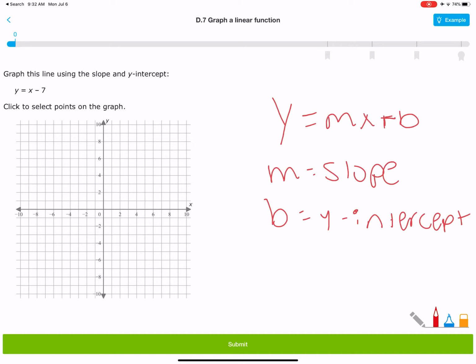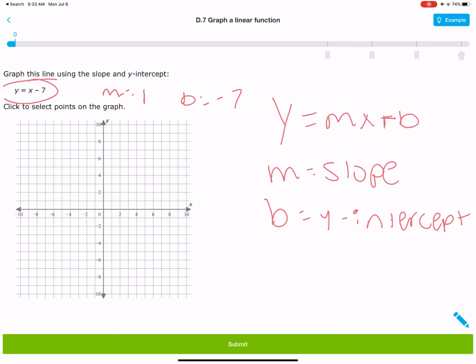I like to think of the b as beginning, where you begin the problem. So, in this equation right here, our slope is the number in front of x, okay? There's no number in front of x, so our m is actually 1. And our y-intercept, our b, is -7, okay? So, b, we always start with b because that's the beginning, okay? Our y-intercept is the beginning.